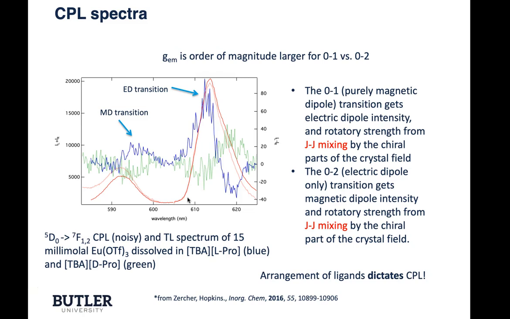And one other thing you'll notice is that typically the dissymmetry factor for a magnetic dipole transition is about an order of magnitude larger in the 0 to 1 than the 0 to 2. And some of this has to do with the fact that the electric dipole transition is very small for that. But basically, that's what we're doing when we're putting together these ligands and we get CPL. We're generating a structure that allows these transitions to mix to ideally generate circularly polarized luminescence.